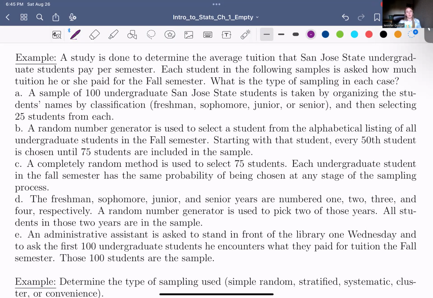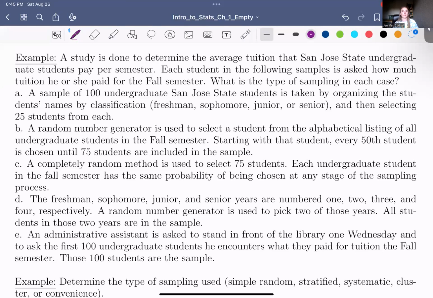Here we're talking about a study that's done to determine the average tuition that San Jose State undergraduate students pay per semester. Each of the following samples is asked how much he or she paid for fall semester. So each person in the sample is asked this question. What type of sampling is used in each of these cases? This is how we collected the students that we are then asking the question to.